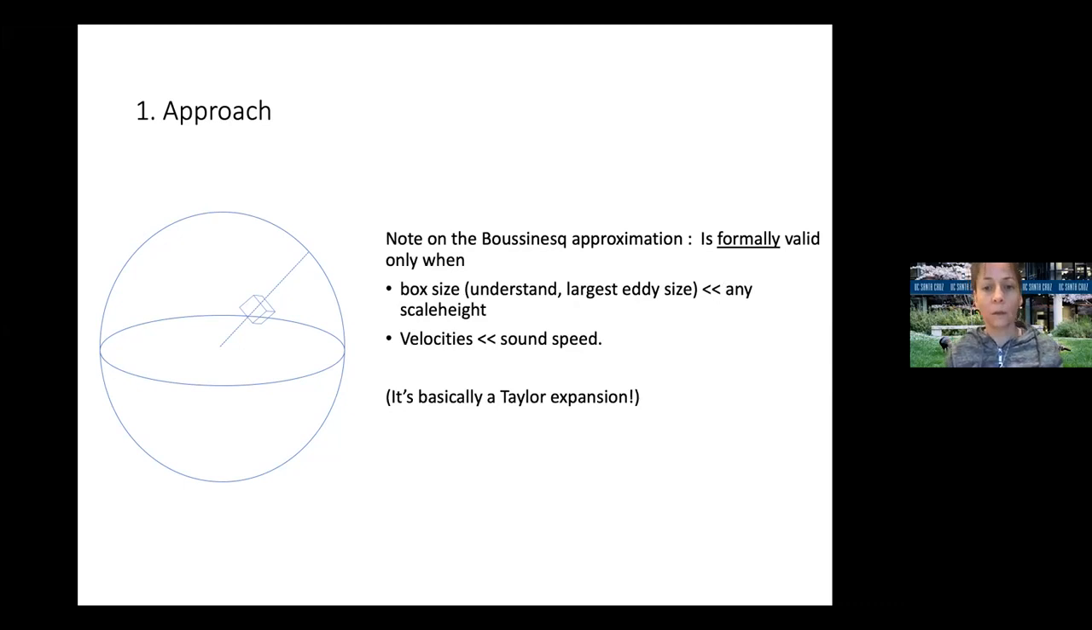I wanted to give a note on the Boussinesq approximation. It's an approximation that is formally valid when your box size here is much smaller than any kind of scale height of the system, so pressure scale height, temperature scale height, density scale height, and when the velocities are much smaller than the sound speed. So don't believe any results of our simulations if they're applied in places where this is not realized. But other than that, it's basically a Taylor expansion in the small coefficient that is basically the ratio of, say, box size to scale height. So there's nothing fishy about it.